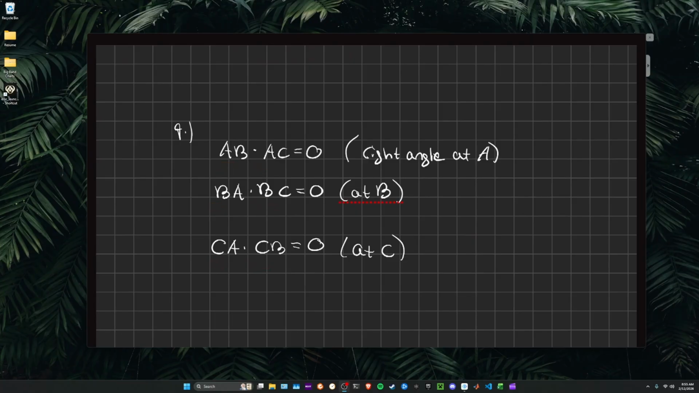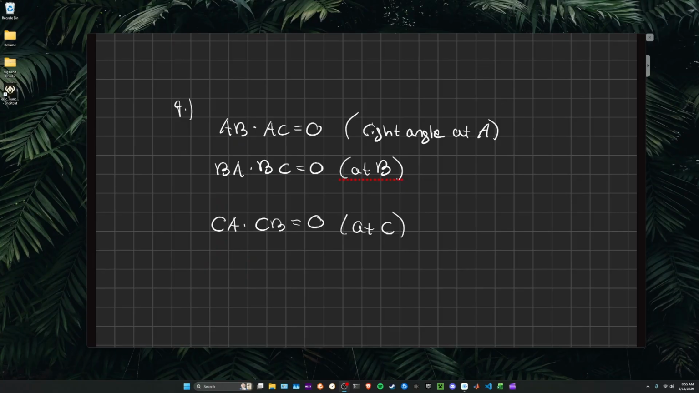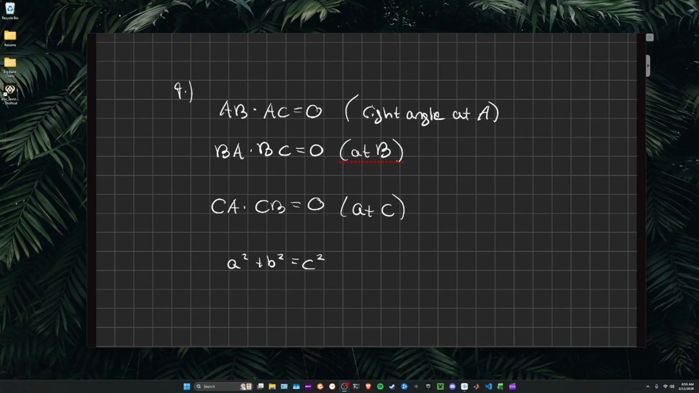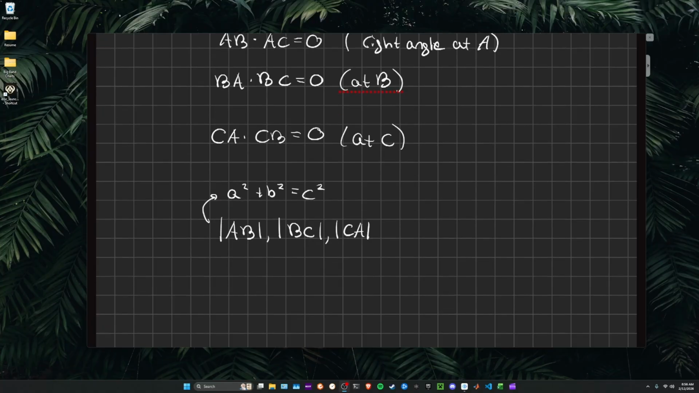The next thing we could do is, if we know the length of those segments, i.e. the norm of the segments AB, BC, CA, etc., then we can just use Pythagoras' theorem. A squared plus B squared equals C squared, where A, B, and C would be the norm of AB, the norm of BC, and the norm of CA. If we had those side lengths, we could just substitute them in and use Pythagoras' theorem.